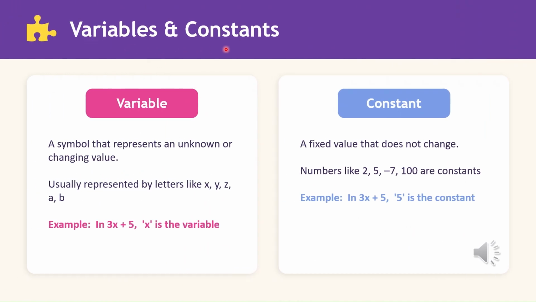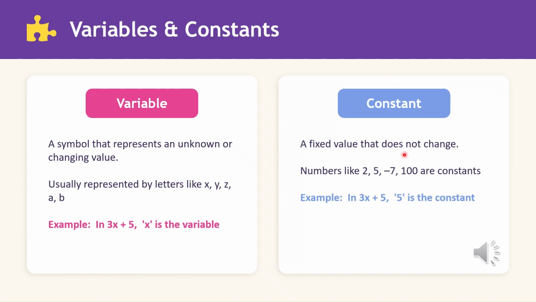Variables and constants. It is a very important term to learn about. A variable is a symbol that represents an unknown or changing value. Usually we use letters like x, y, z that represent a changing value or an unknown value. It can take different values depending on the situation. For example, in the expression 3x plus 5, the letter x is the variable. If x equals 2, the expression becomes 3 times 2 plus 5, which equals 11. If x equals 10, it becomes 35. The result changes because the x changes.